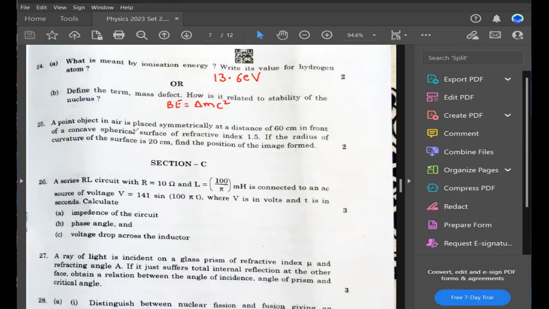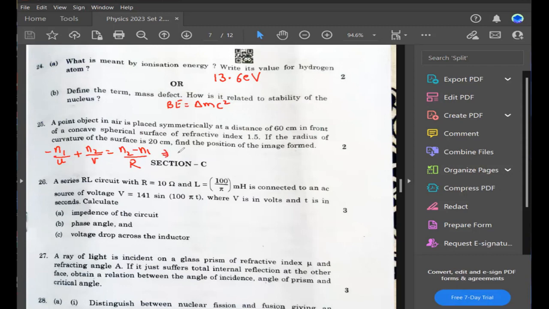An object is 60 centimeter in front of a concave spherical surface of refractive index 1.5. Radius of curvature is given. Find the position of the image. So which formula will you use here? The refraction through spherical surfaces when the object is in the rarer medium: minus N1 upon U plus N2 upon V is equal to N2 minus N1 upon the radius of curvature.